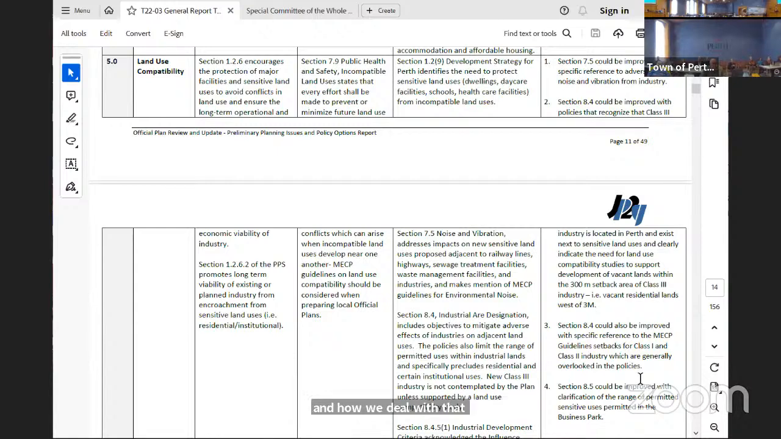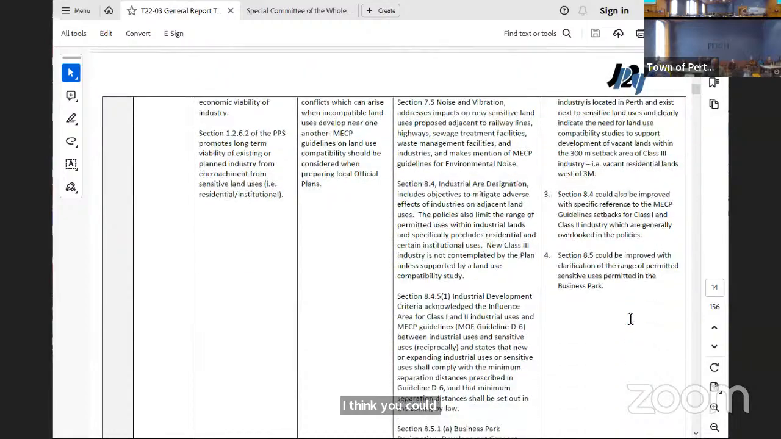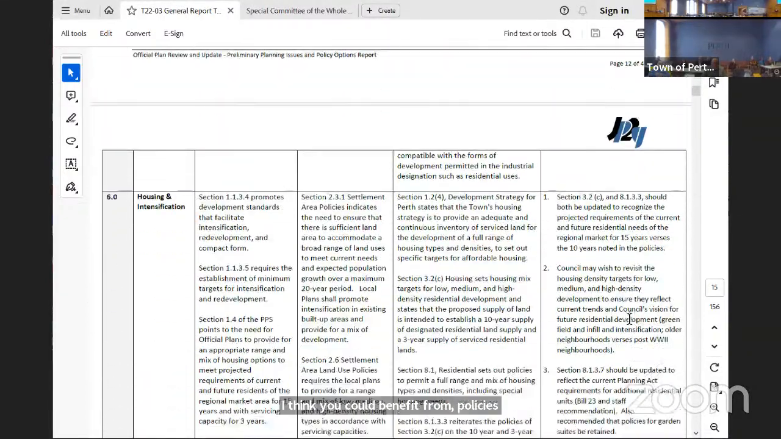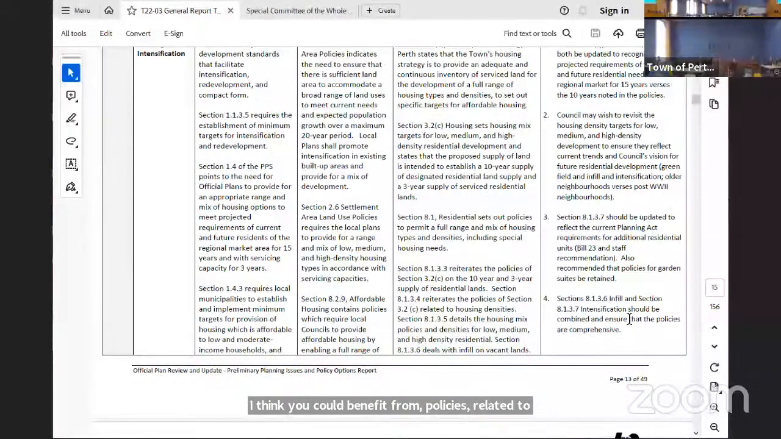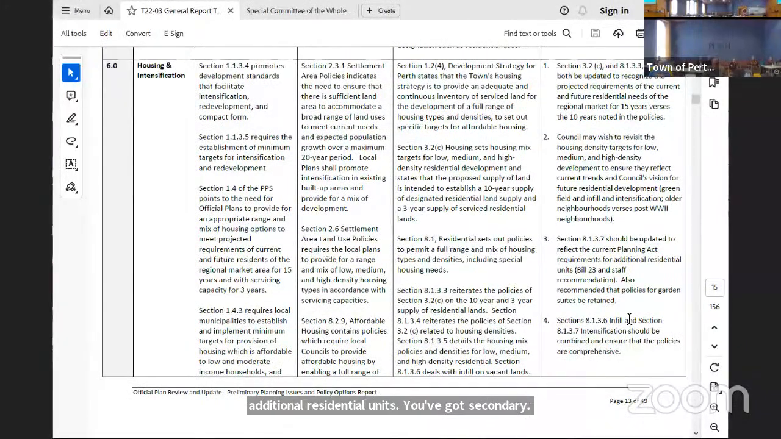I think you could benefit from policies related to additional residential units. You've got secondary dwelling units. I think that's now sort of fallen by the wayside. And I also think that your general policies on infill and intensification should be vetted and detailed, and maybe approaches by other communities that I think are having some success with the integration of new and old would be beneficial to look at.